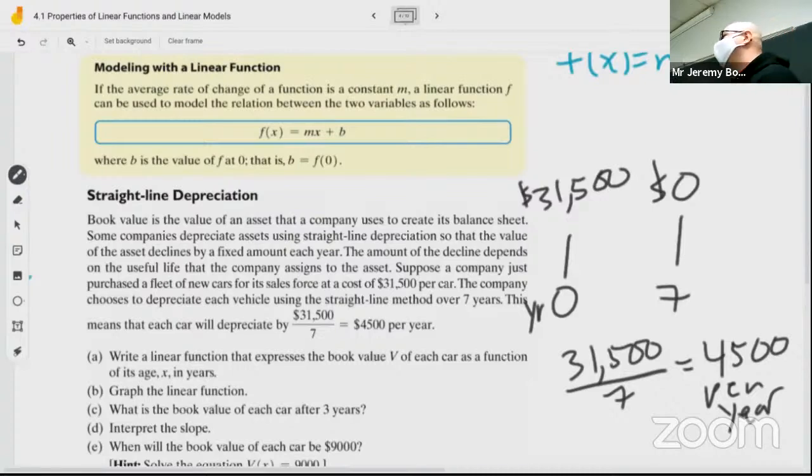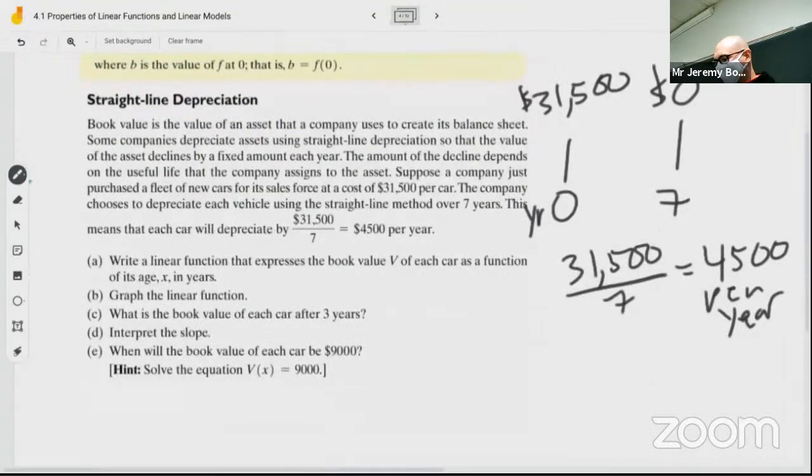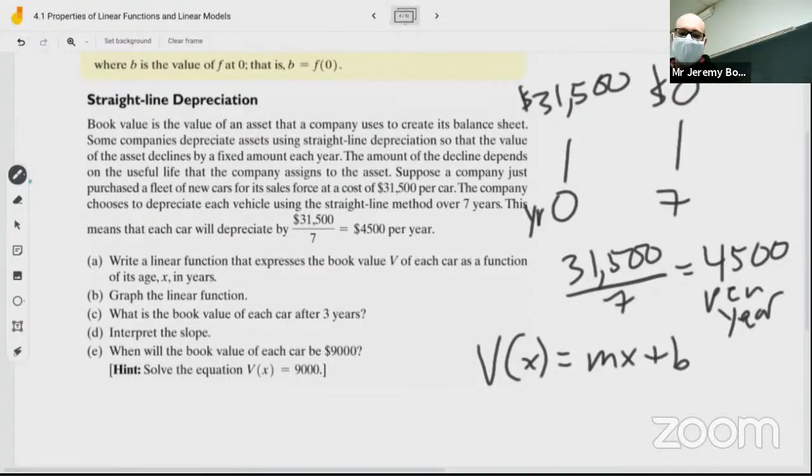So if we want to write this as a linear function, part A says write a linear function that expresses the book value V of each car as a function of its age, x, in years. How would you write that? We want V of x is equal to mx plus b. And so what we need to figure out is what is m and what is b. So what do y'all think? I think the easiest one to start with is b. What is b going to be?